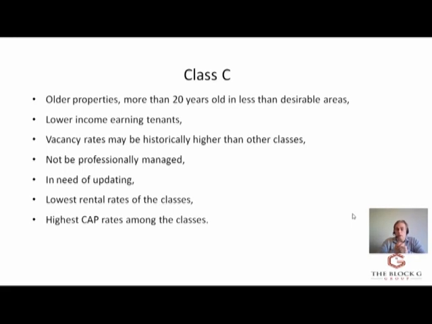Rental rates are lower. Or I should say the lowest in the different classes. These will not be the same rental rates as an A or a B class. Okay, and again, in your area, you'll have to figure that out. And then this one also holds the highest cap rates among the classes. Okay, because again, that's risk and reward: you're going with lower income tenants, older buildings, and you're not in desirable areas. All these things add up to less desirable, or I should say a lot higher risk, right?